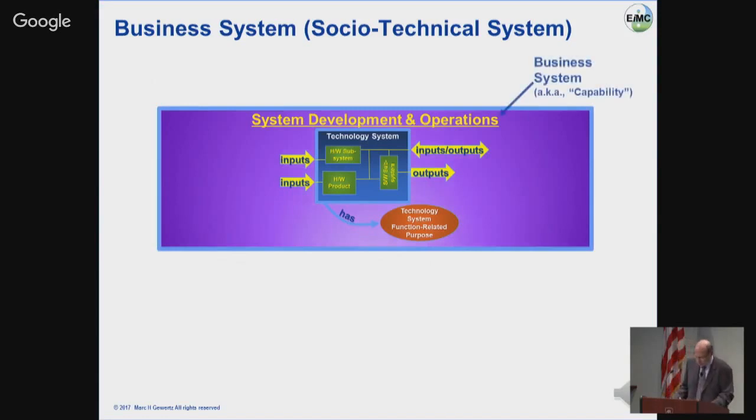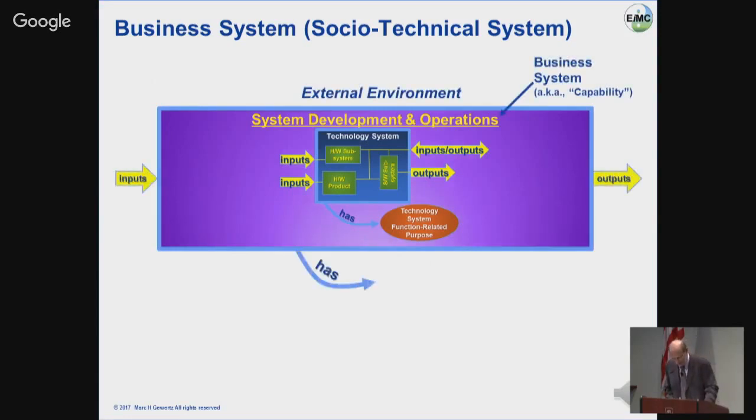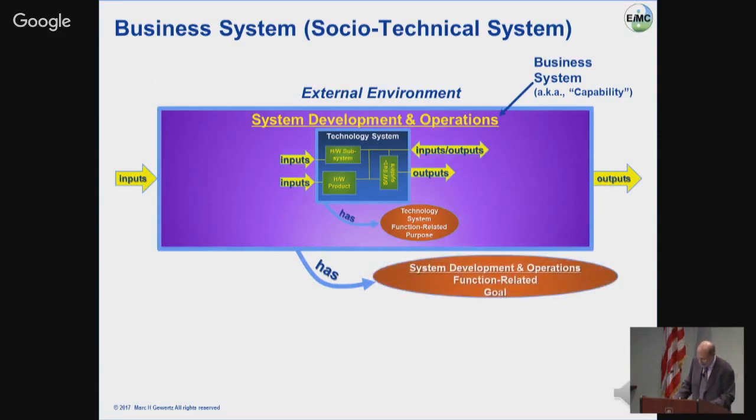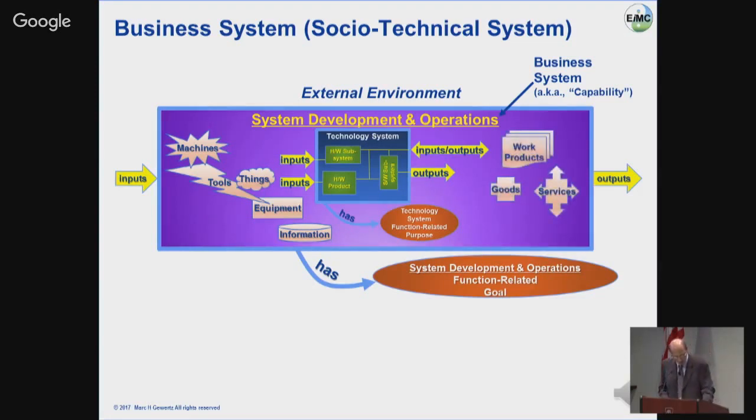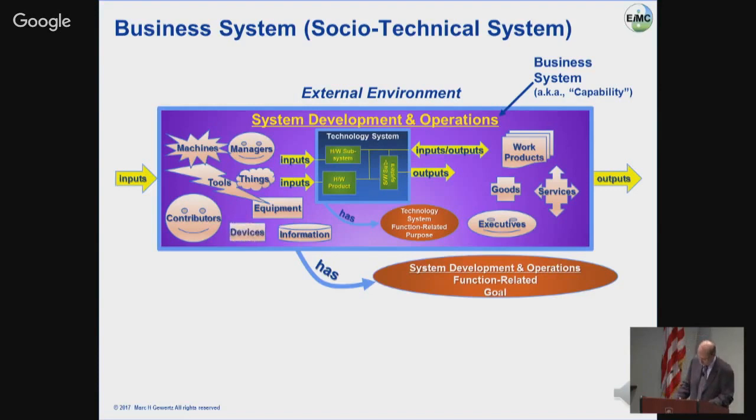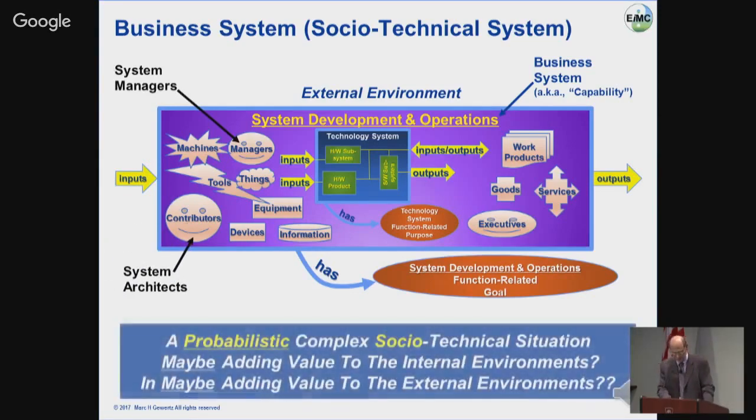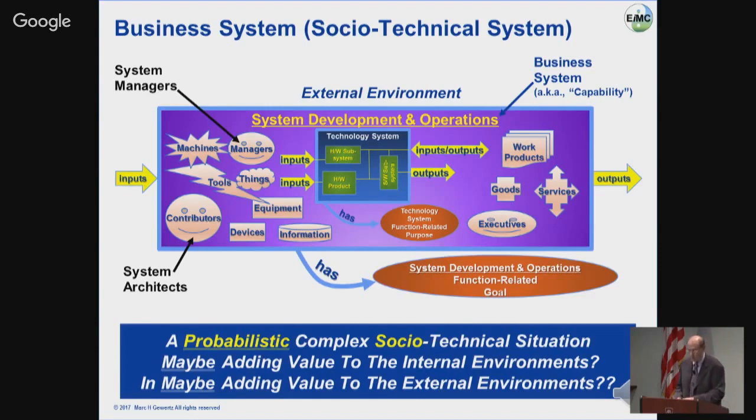So all bets are on in determining the behavior of a system when placed into the context of an operating business capability. For example, a capability to develop and operate a technology system, a business system whose goal is a business functionality, where the technology system being developed and operated interacts with a rapidly changing, complex mixture of resources, such as machines, tools, and equipment, information, materials, and other things needed, goods, services, and associated work products produced and used, a workforce of executive managers and individual contributors, and their devices, including system managers and architects who may or may not be adding value in this situation, as it is complex and not easily nor reliably determined.